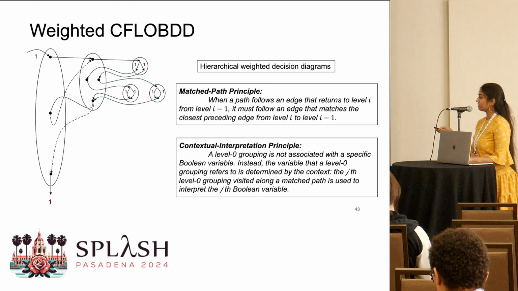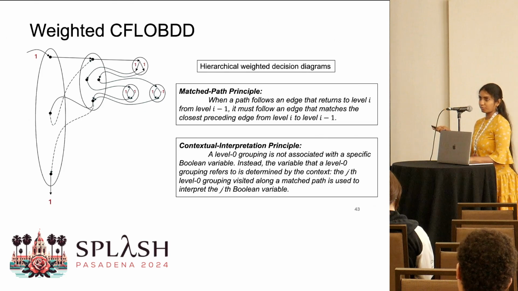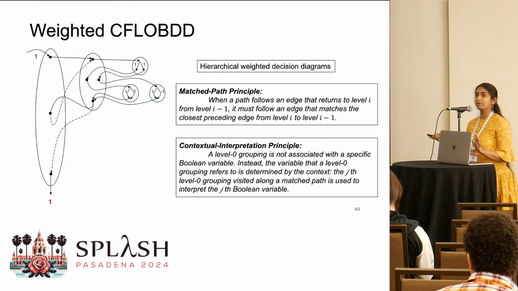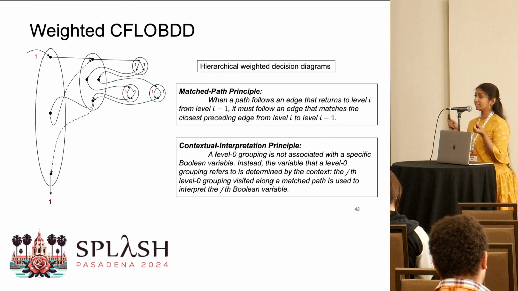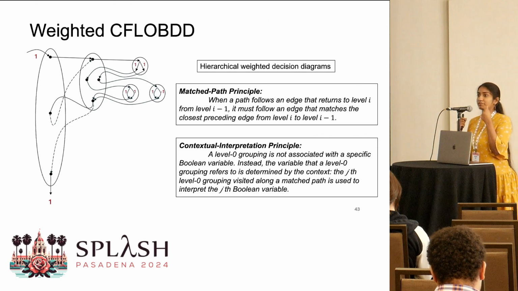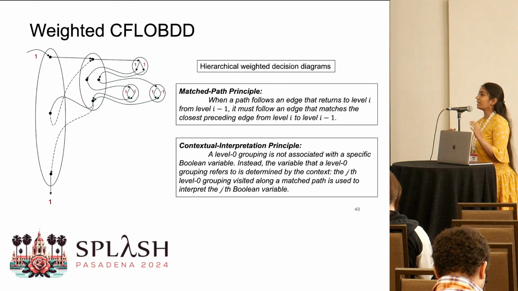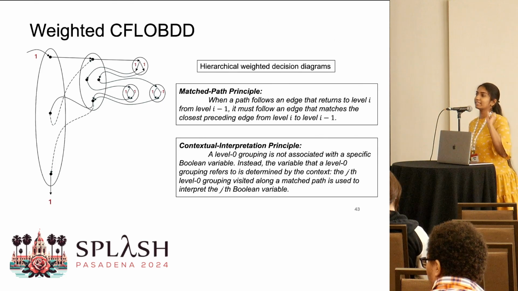It also follows the contextual interpretation principle. That is, if you notice, the decisions are always taken at the level 0 nodes. And there are weights corresponding to these edges. But these edges do not correspond to any particular variable, as we have seen in the case of weighted BDDs. The variable that you're reading depends on the context when you're reading the assignment. And this way, you can actually reuse substructures without assigning any variables to them.